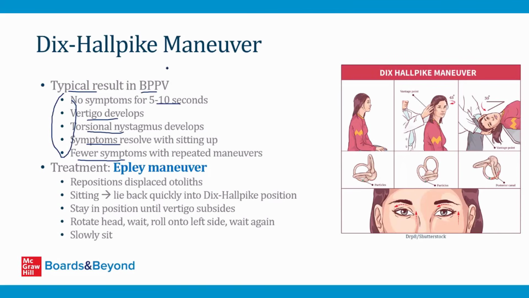And as I mentioned earlier, if you get findings that differ from this expected result, then you have to consider that a red flag that the person could have central vertigo, and that's often when imaging is done. And then the treatment for BPPV is the Epley maneuver.